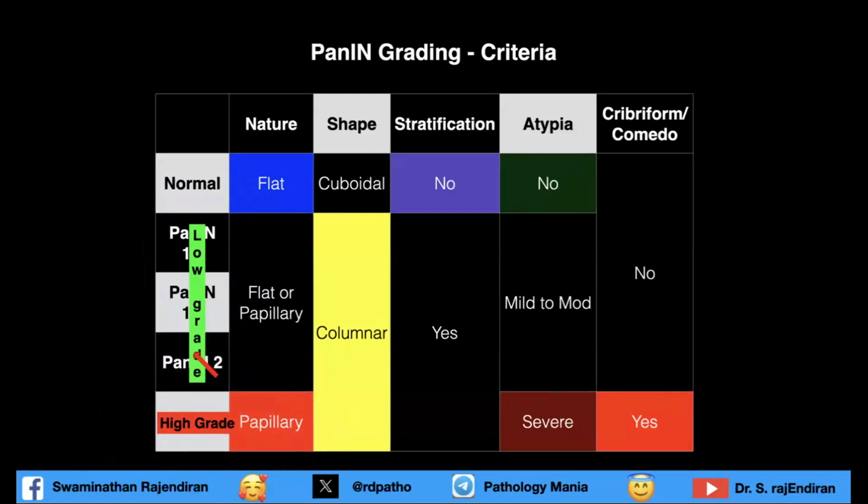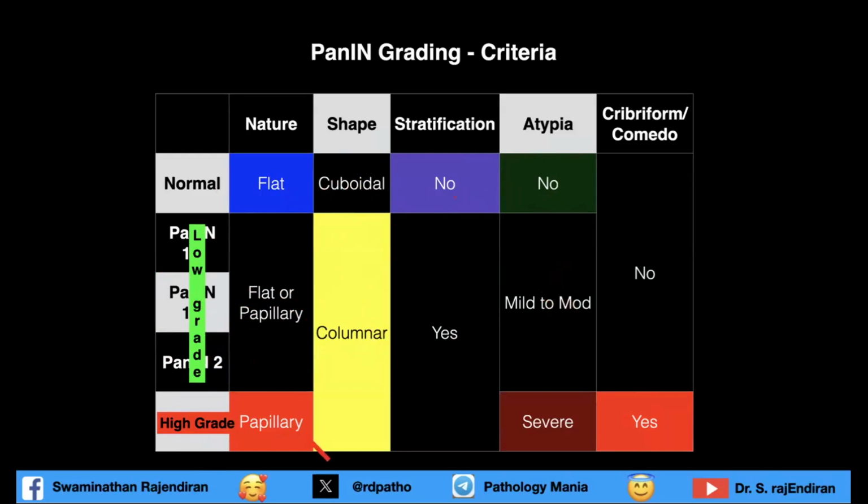And this table gives the features, how you differentiate normal from low grade PanIN and high grade PanIN. Normal, the lining epithelium is flat, cuboidal in shape, no stratification, no atypia. This cribriform and comedo, I will just leave it because it is seen only in the high grade PanIN. In the low grade, it can be flat or papillary. They are columnar. The cuboidal cells become columnar in PanIN. Stratification is present. Atypia is mild to moderate in low grade.